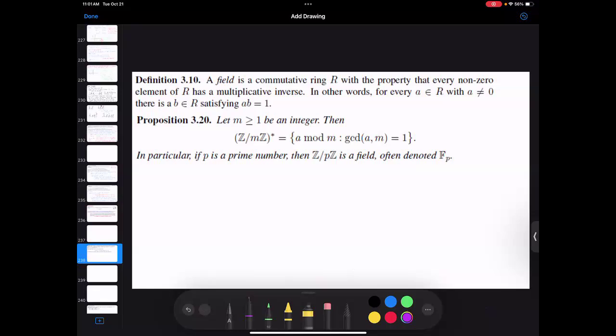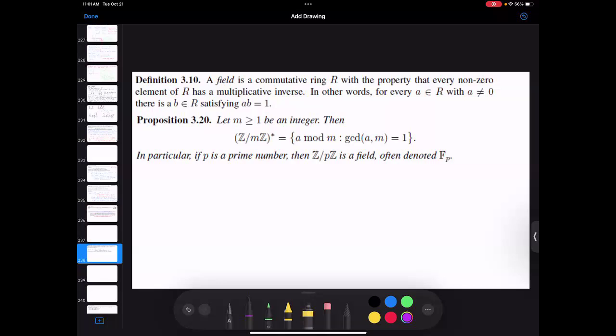We know this is not true for some of the clock rings. And when we look at the clock with 12 hours, 2, 3, 4, 6, these are not invertible. And so a field is a commutative ring where every non-zero element has a multiplicative inverse. So if we look at these clock groups, Z mod MZ star, these are going to be the invertible elements. The star means the invertible elements in the ring Z mod MZ. So if M is 12, Z mod 12Z would be the numbers or the equivalence classes from 0 to 11.